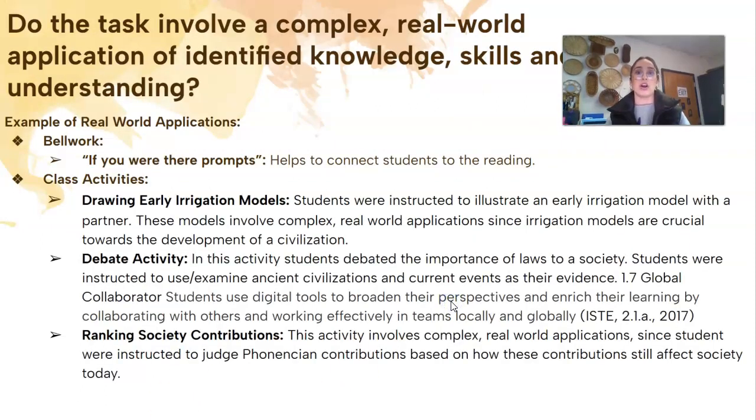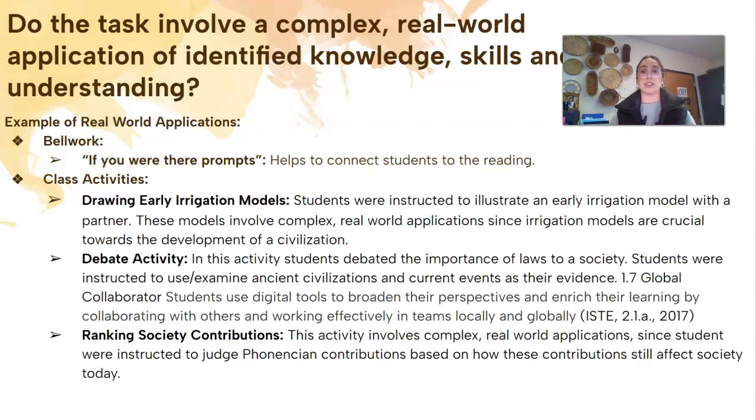So, do the tasks involve a complex real-world application of identified knowledge, skills, and understanding? One of the first activities that we do every single day as students get to my classroom is a bell work. These bell works are "If you were there" prompts that come from my curriculum. I love these prompts because they not only help my students switch their mindset into social studies, but also help them connect to the reading. It provides them with a scenario that relates to that specific reading, and has my students try to determine what they would do in that specific situation. So I love those bell works.